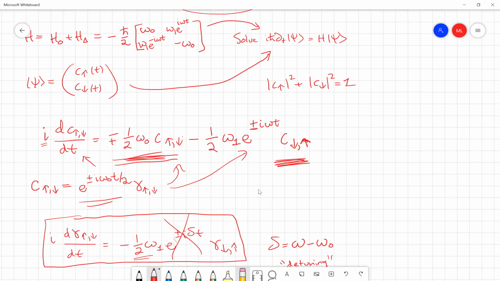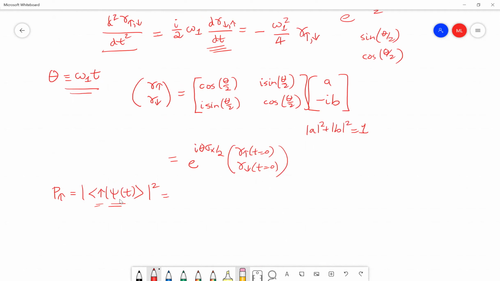So this whole thing just has to be equal to the magnitude of the gamma up squared. And we know what that is.